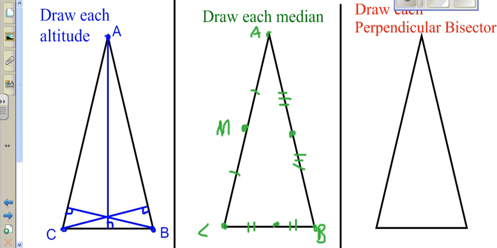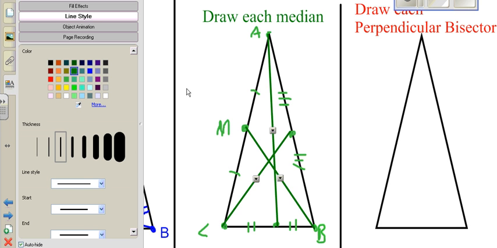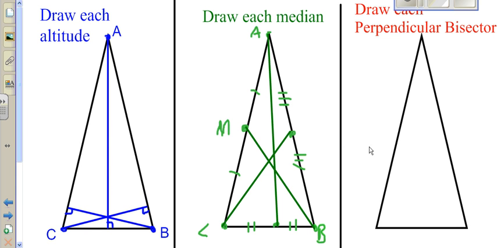To do our medians, we go from the vertex to the opposite midpoint. Vertex to the opposite midpoint. Vertex to the opposite midpoint. If I did it right, they should all cross in the same spot. But in this case they did not, so I must have been off in a couple spots. But with drawing, I'm not too worried. I just want it close.